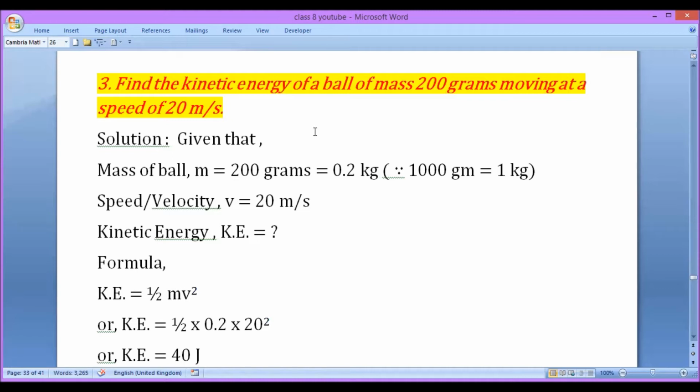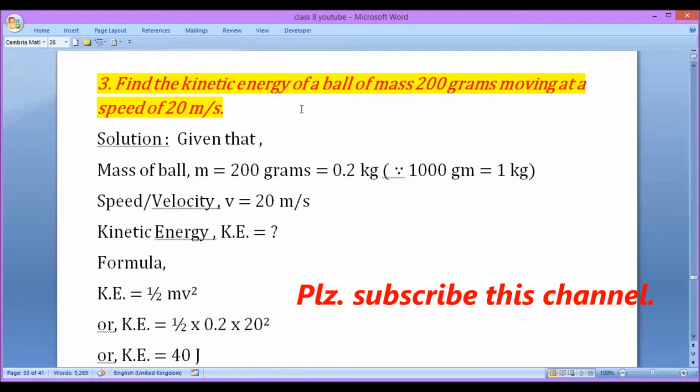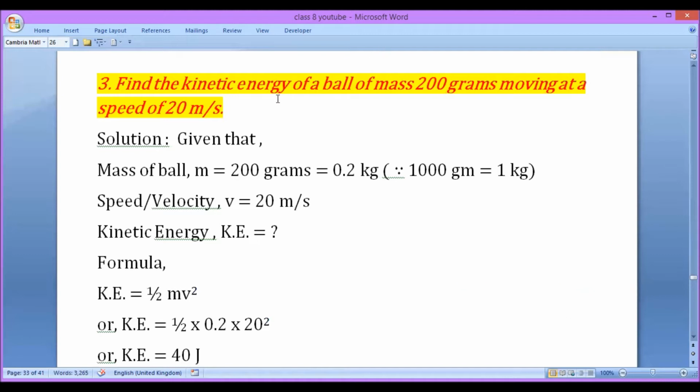Question number 3: find the kinetic energy. It is related to energy, while the previous two numericals were related to work. Find the kinetic energy of a ball of mass 200 grams moving at the speed of 20 meters per second. Before solving this question, you have to understand the lesson properly. What is kinetic energy? Which formula is used to determine the kinetic energy? You have to understand it easily to solve this question.